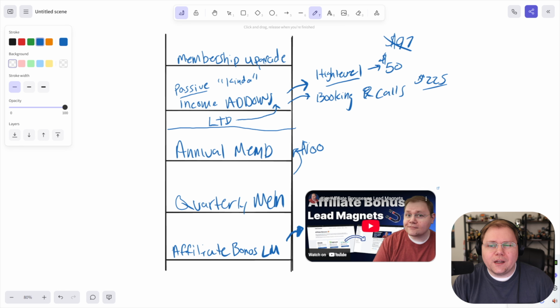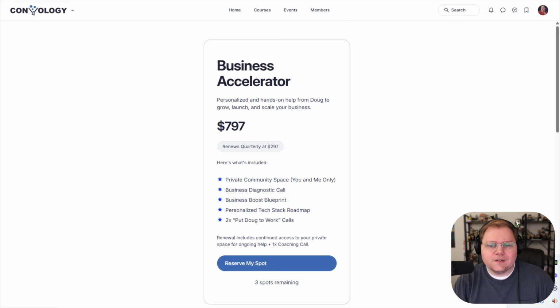So I'm putting together what I'm tentatively right now calling a business accelerator, and that's going to be $797 per quarter. And that's a significant investment, right? That's even more than the cost of membership. But the reason I'm pricing it so high is because I don't want this to be something that everybody feels like they should take, or even price at a point where everyone would consider taking it. Let me actually go ahead and show you the example of a business accelerator.